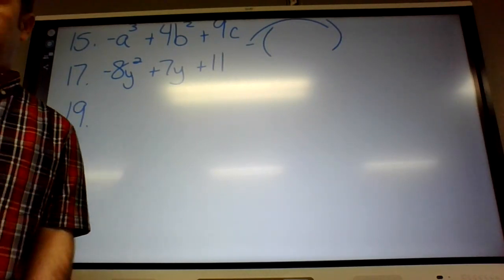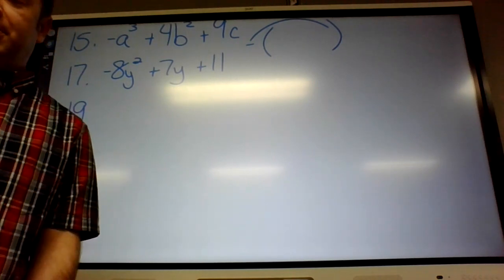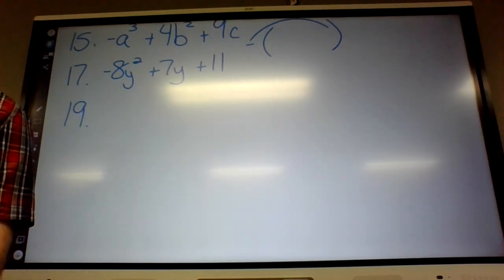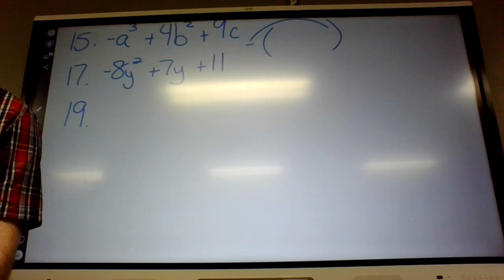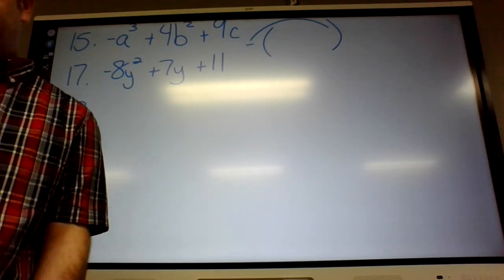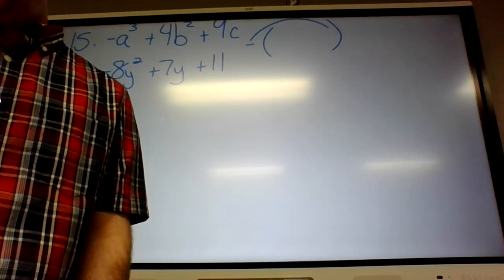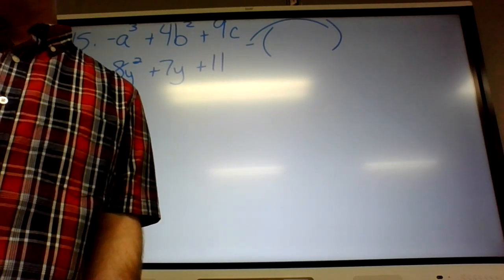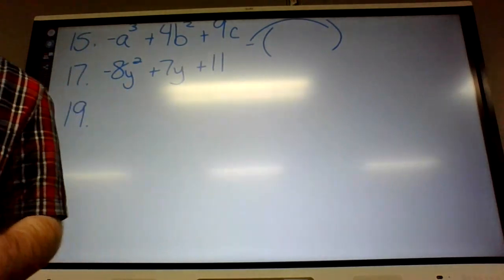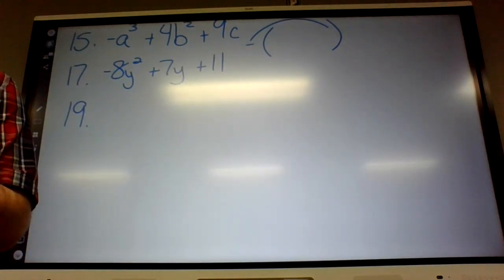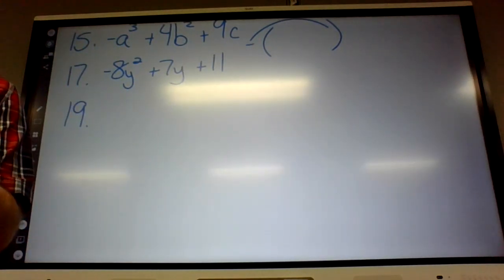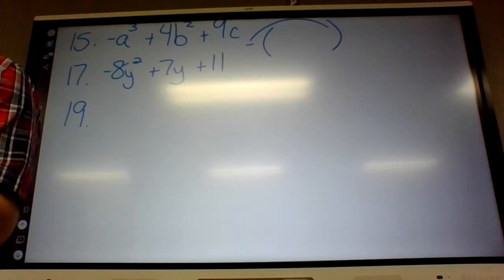Number 19. I think the only reason these are in the B section is because they're longer. Should have made you guys do like 22 or something. No, it's okay. These are easy peasy, no problem.